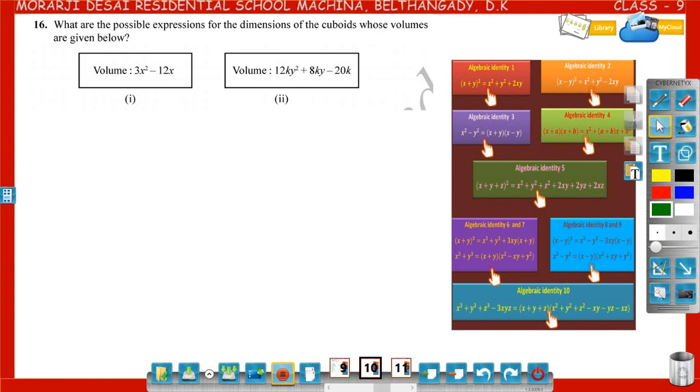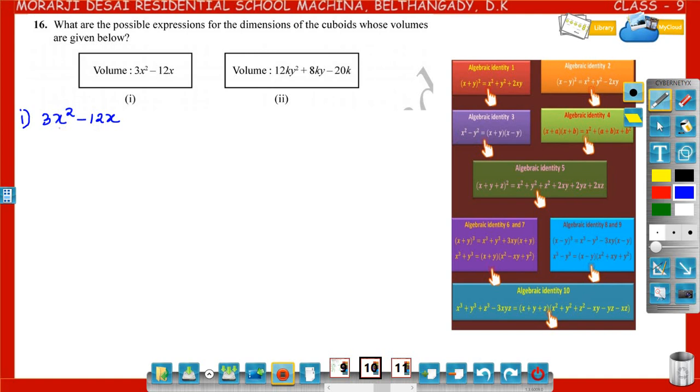See here, first one. 3x square minus 12x. It is a binomial. First, see whether you can solve by using the identity or not. It is a binomial, so only one identity you can apply here, x square minus y square. But to apply that, the first number should be a square number, but it is not, and the second is also not a square number. Here we have only two terms.